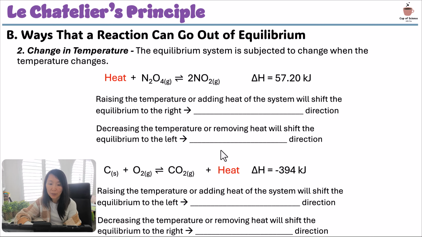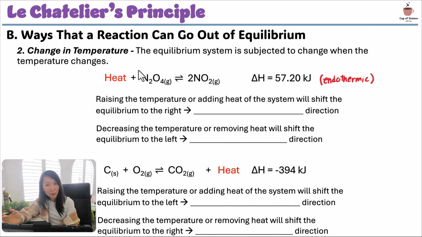Now, think of heat as almost the same as concentration. If I were to add the heat on this side, and this is an endothermic reaction, since it's a positive delta H value, that's going to cause a lot of stress on this side. So the teeter-totter is very heavy on this side. Then what's going to happen is it's going to want to go towards the right side of the equation to reestablish the equilibrium. So it will go in the forward direction.